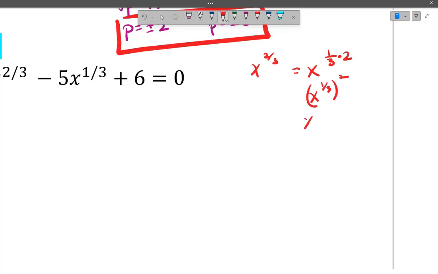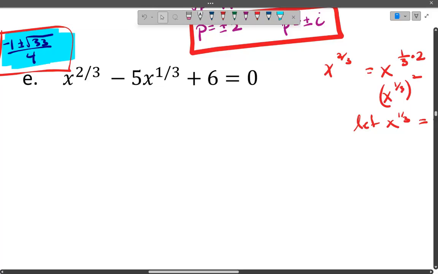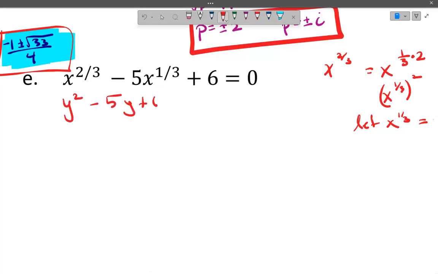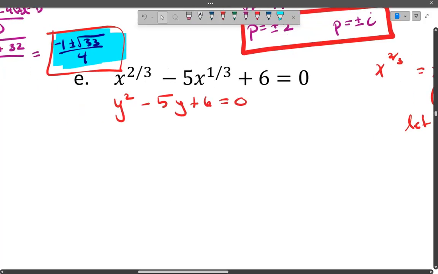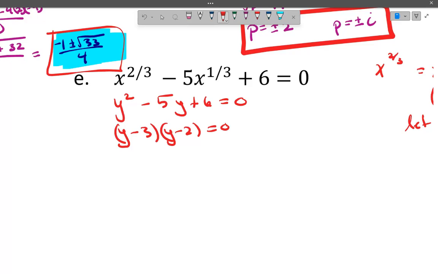If we substitute x to the 1/3 with something else, let's say y, then that'll allow us to get a quadratic equation in its form. So let's let x to the 1/3 equal y, and that'll then allow us to replace this as y squared minus 5y plus 6 equals 0. We want to ask ourselves, can we factor it? The answer is yes. We get y minus 3 and y minus 2 equals 0.